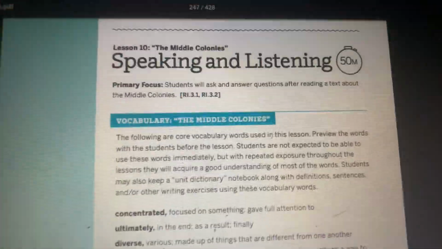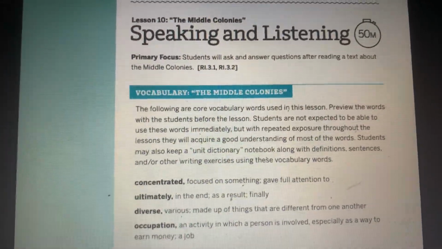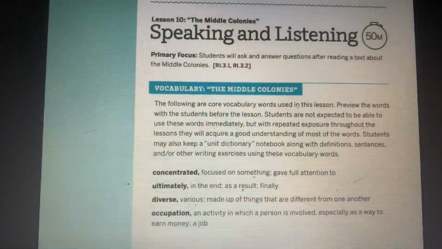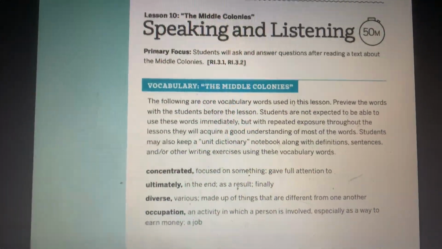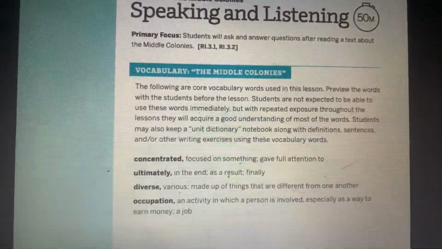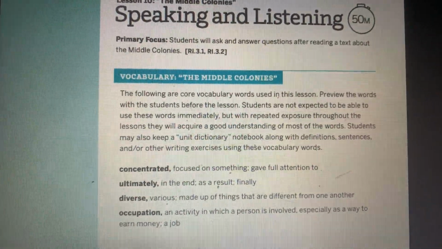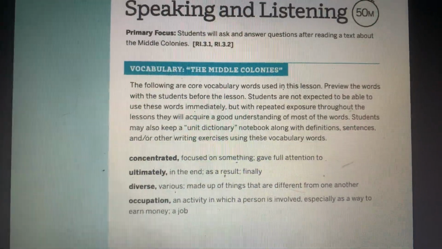Happy Monday. We are almost to the end of this unit. We are cruising. We are on lesson 10. Today's lesson is called the Middle Colonies. And you can see here on our primary focus for today that we're going to be asking and answering questions after reading a text about the Middle Colonies. And today's text is going to be in our reader.